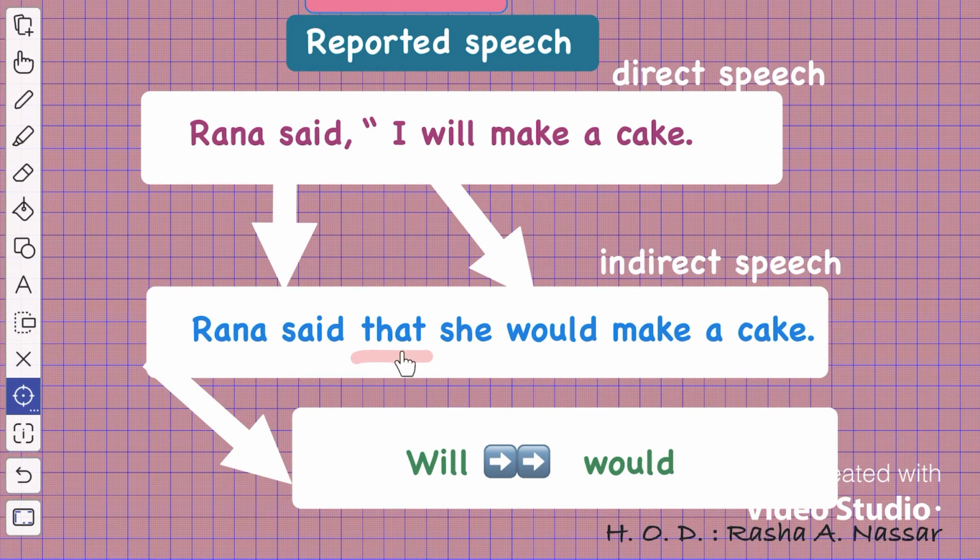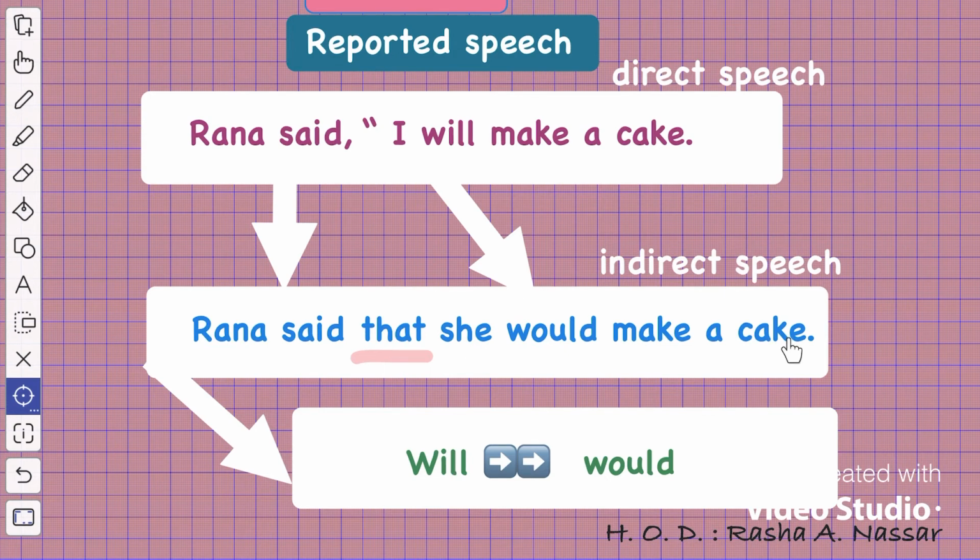So if it is one sentence, I cannot say "Rana said that she will." I should write the past form of will. So here will is changed into would. Rana said that she would make a cake.